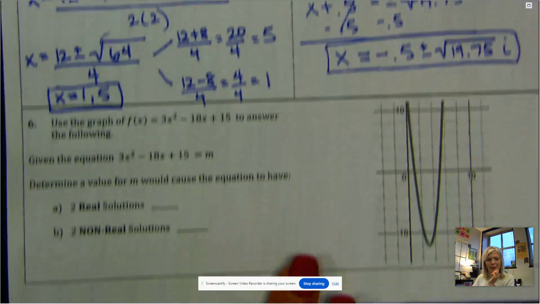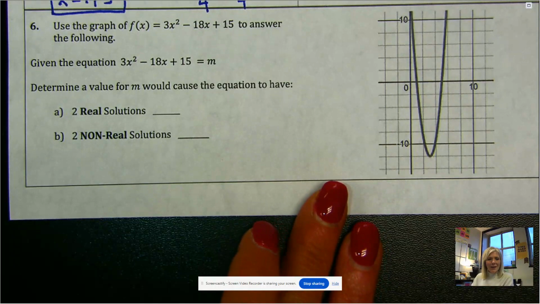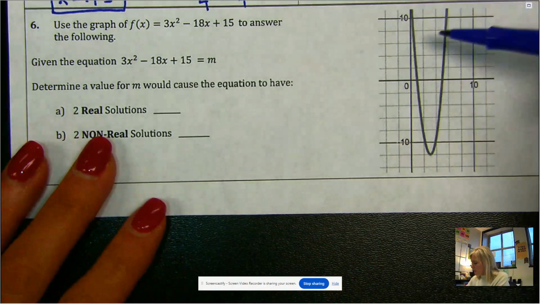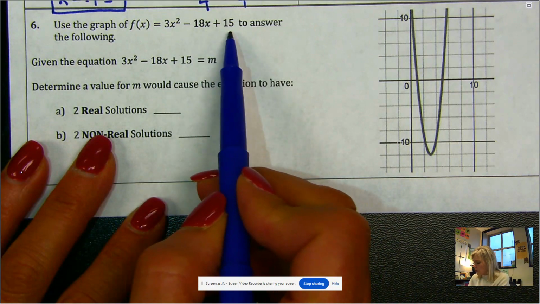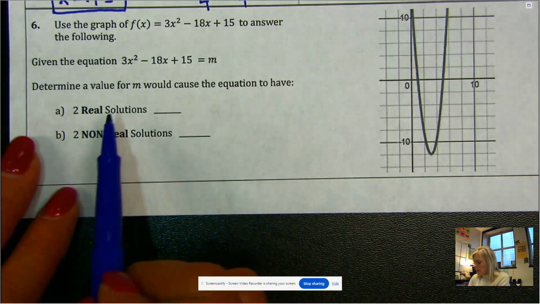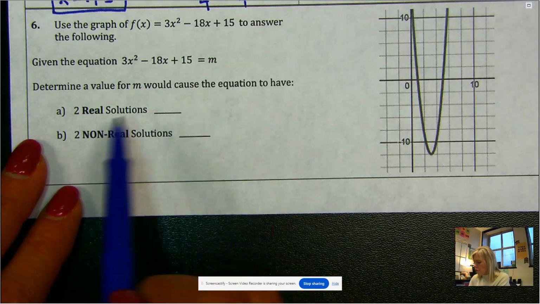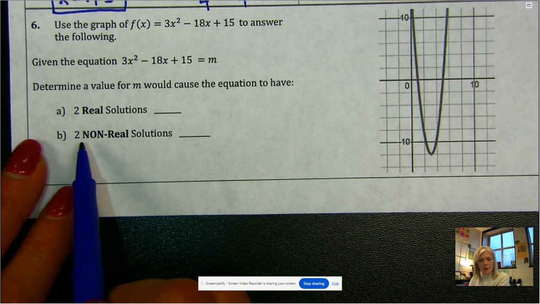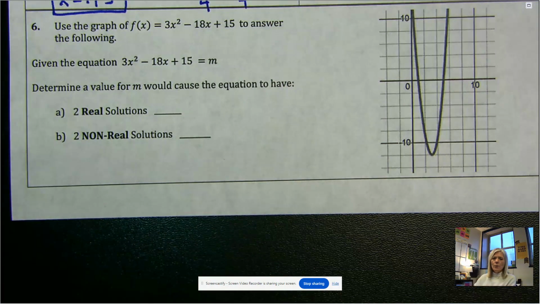All right, we've made it to the last question. Okay, so we have this graph of 3x squared minus 18x plus 15. And so we want to determine values that would cause the equation to have two real solutions and then two non-real solutions.